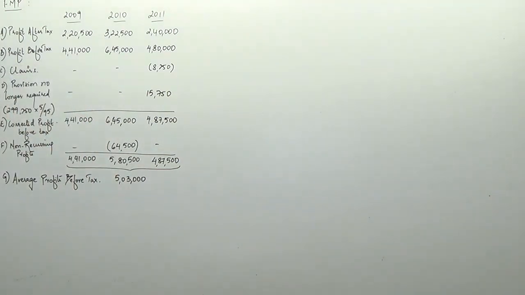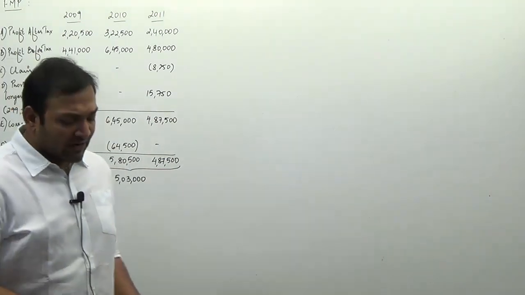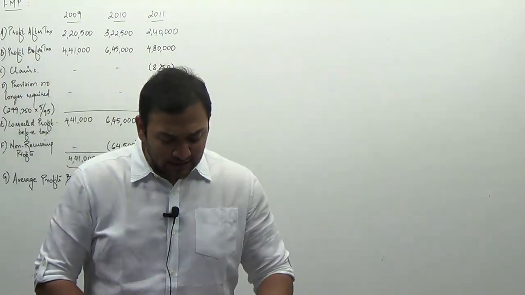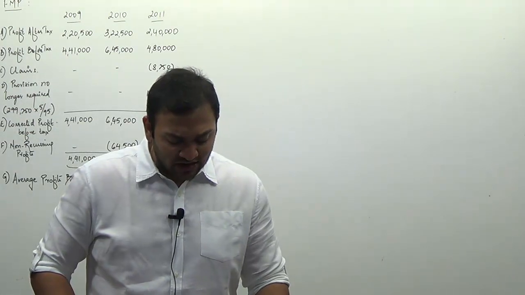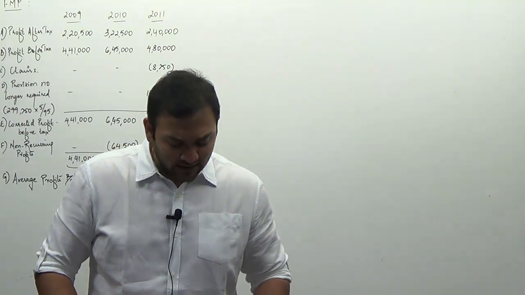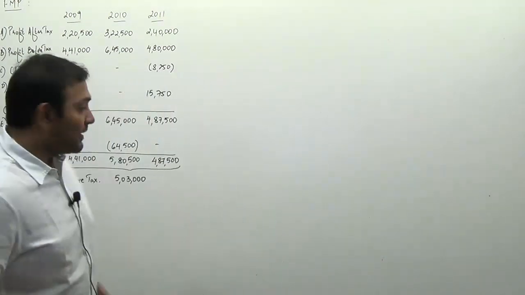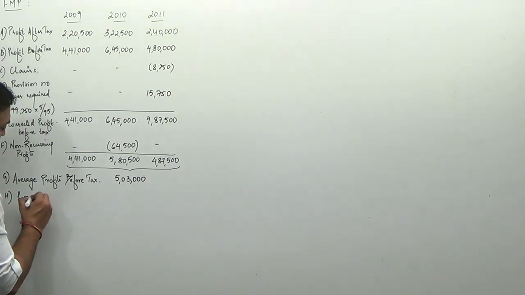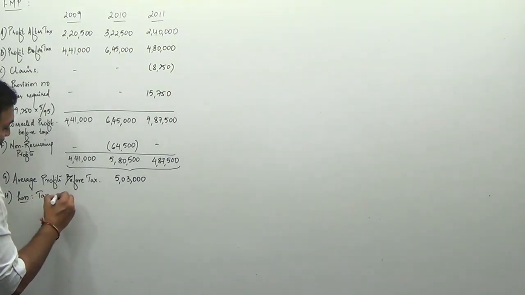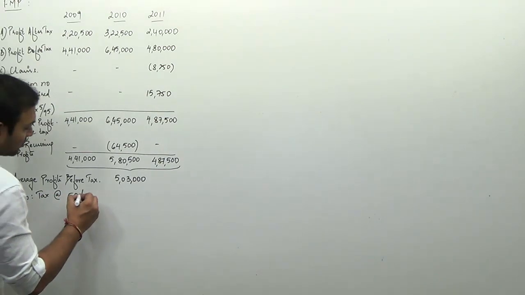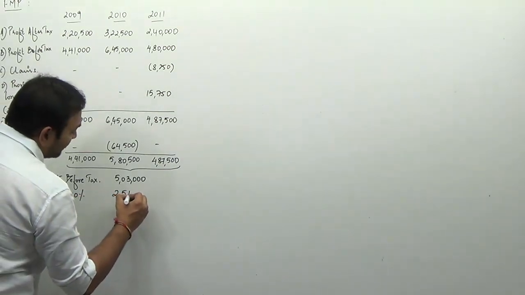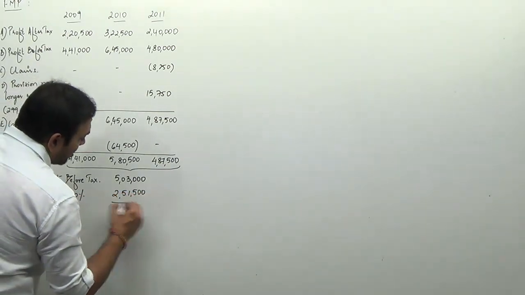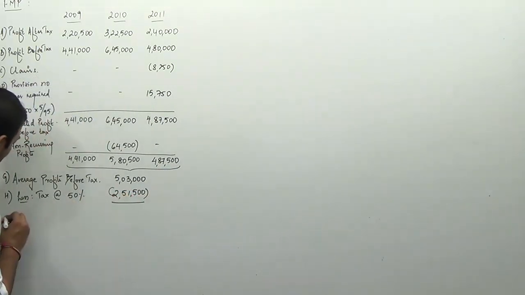Average profits before tax is 5,03,000. Is there any adjustment given after the average of profits? Any depreciation on revaluations or something like that? Nothing. So straightforward, you can take this as FMP pre-tax, deduct tax, less tax at the rate of 50%, 2,51,500. And you'll get FMP.